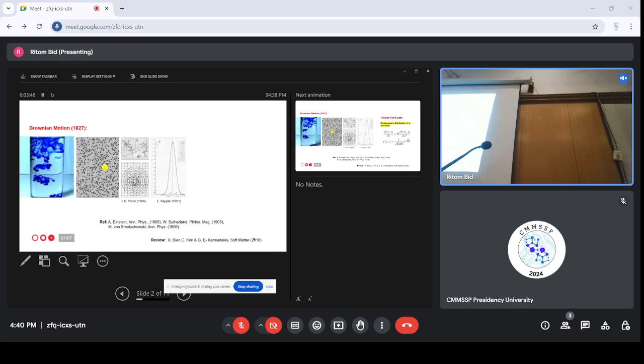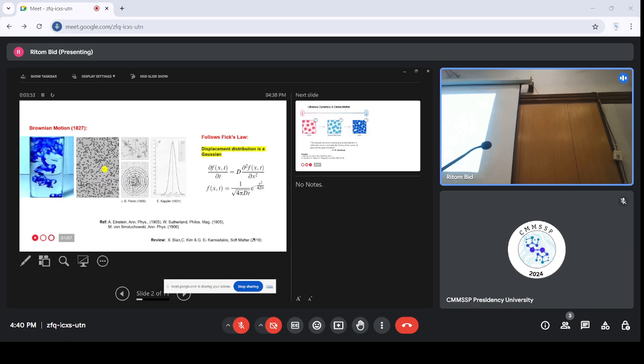So what they showed is that this kind of motion, which is very similar to a random walk, can be understood using Fick's law of diffusion. Funnily, this was already there. This kind of equation, I think we are all familiar with, and the underlying solution is a Gaussian. So the underlying probability distribution to find a particle at time t is a Gaussian, and with time it flattens.